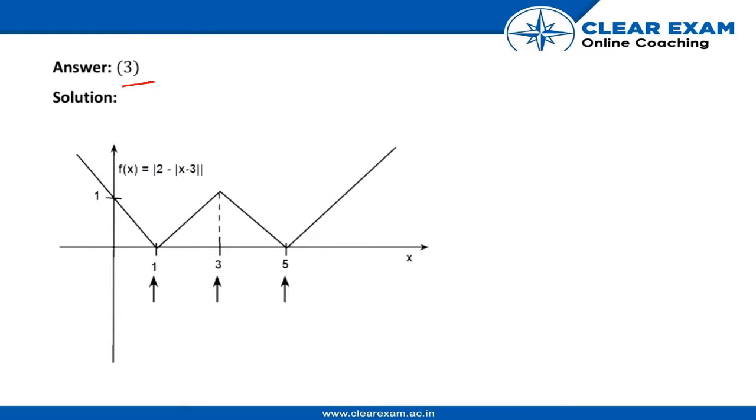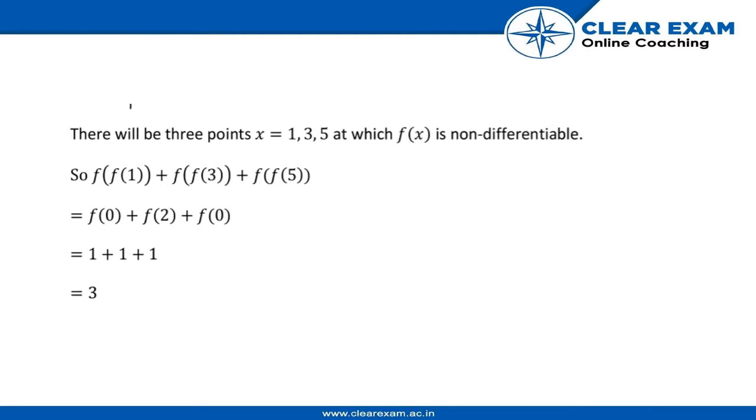3. So first of all, let us know the function. The function is f(x) = ||2 - |x - 3|| - 2 modulus. So from this we get that the diagram goes like this, and the points on the x axis are 1, 3 and 5. So there will be 3 points, x is equal to 1, 3 and 5, as we discussed from the diagram we made by the given function.